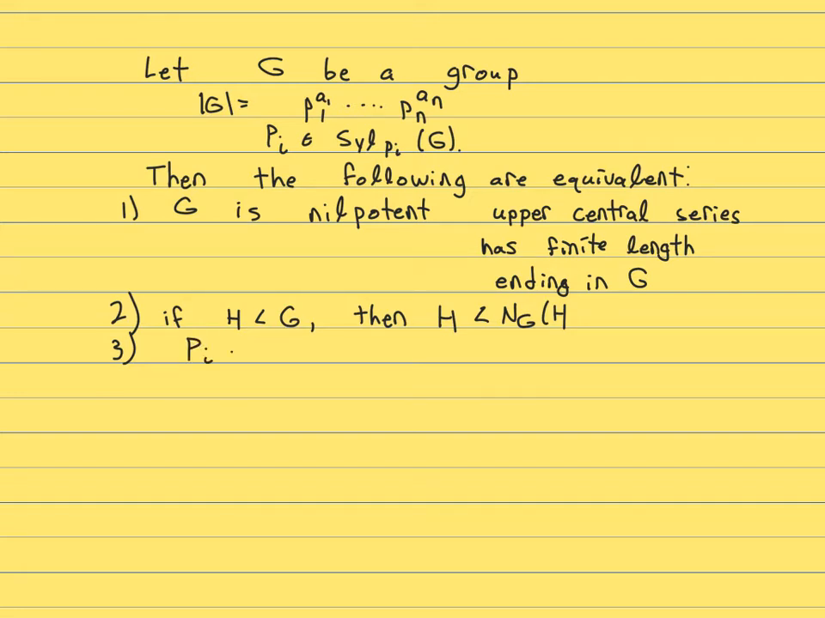3. Your Sylow subgroups are normal. And 4, your group is isomorphic to a direct product of its Sylow subgroups.